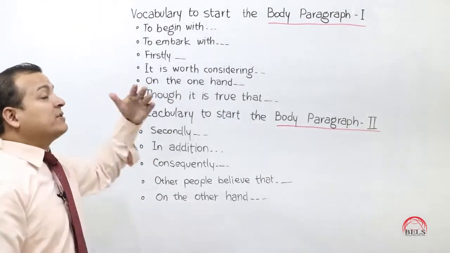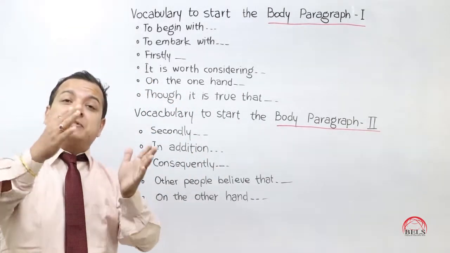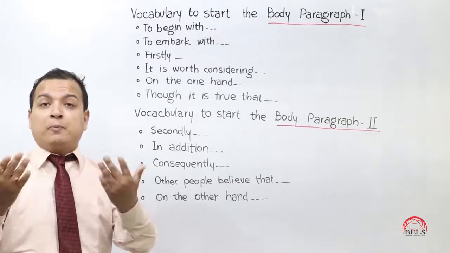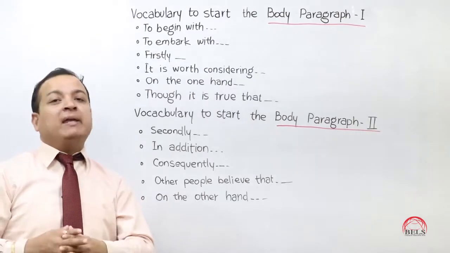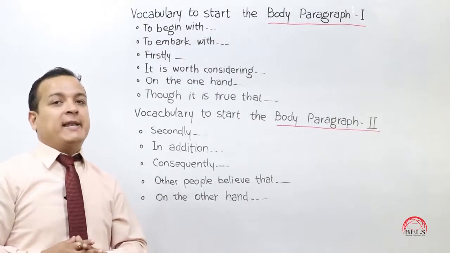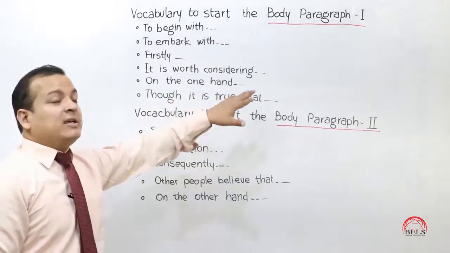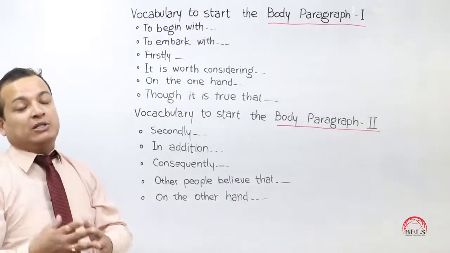The third one, firstly. You can also categorize firstly, secondly, thirdly, like this. It will be easy for you to have more points, and you can easily use the PEE formula, which is point, explain, and exemplify. Then you can also start, it is worth considering dash, that means the content of the question that you can use.